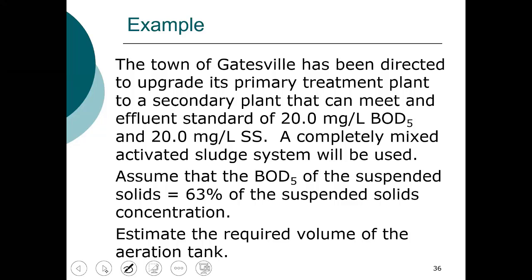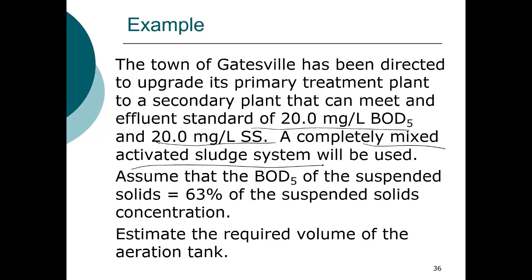So we have the town of Gatesville, and it has been directed to upgrade its primary treatment plant to a secondary treatment plant, and you're told that it must meet an effluent standard of 20 milligrams per liter of BOD and 20 milligrams per liter of suspended solids. A completely mixed activated sludge system will be used. There's multiple systems, as I mentioned. The only one that we will look at is this completely mixed system.